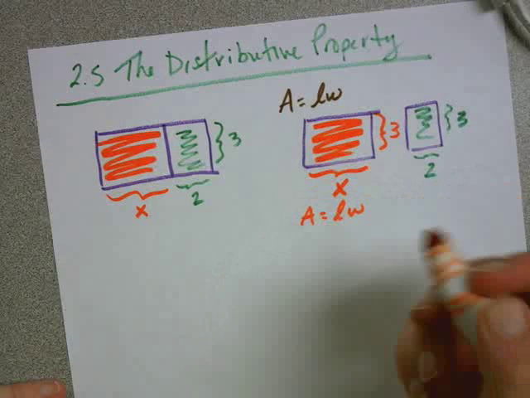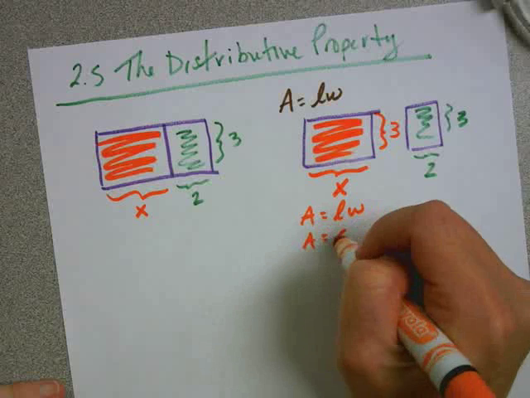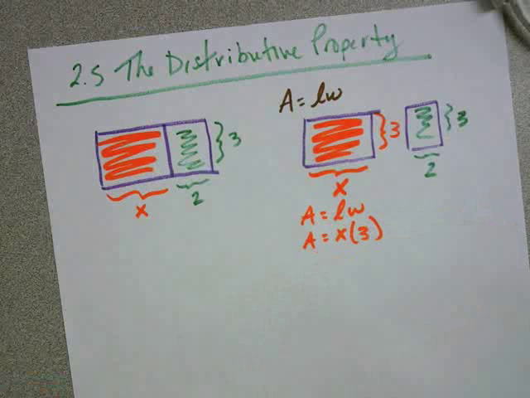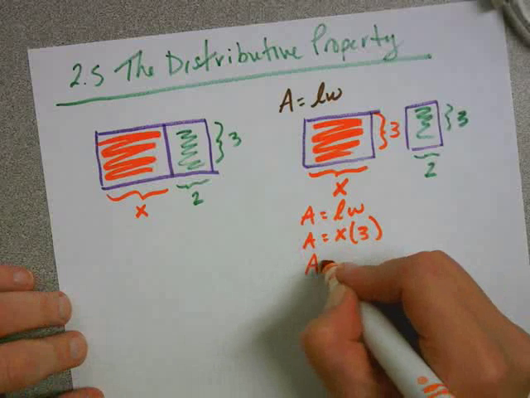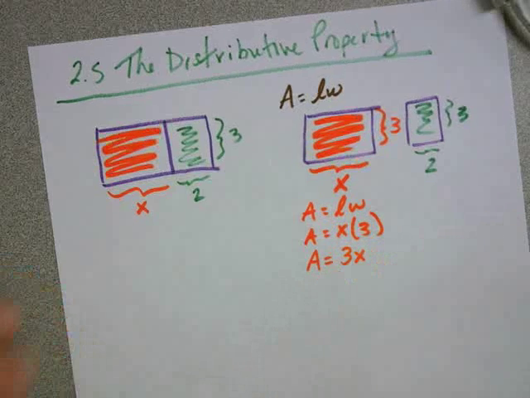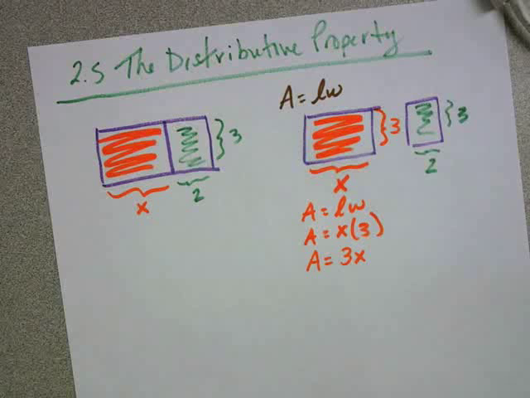So let's find the area of the orange rectangle first. Area is length times width. The length is x. The width is 3. All I can do is multiply them together, and when we write things together like that, we always have the coefficient come first. The coefficient is the number in front of the variable, so that comes first. So we don't write x3, we write 3x.